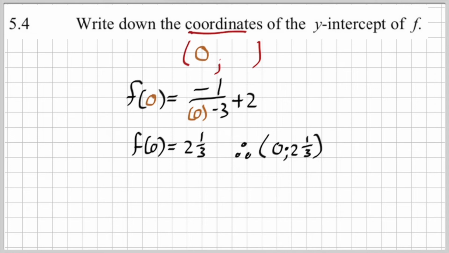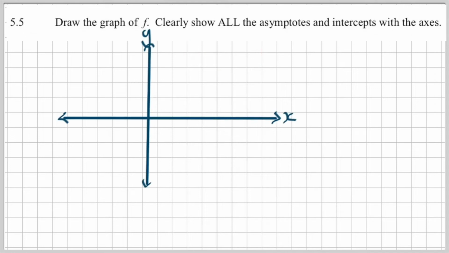Let's have a look at the next bit. Question 5.5. Draw the graph of f. Clearly show all asymptotes and intercepts with the axes. So I'm going to do it step by step. First of all, show the asymptotes. Look what I'm doing there. I'm not just putting lines. I'm writing on top of the line x equal to 3. And next to the horizontal asymptote, I write y equal to 2.